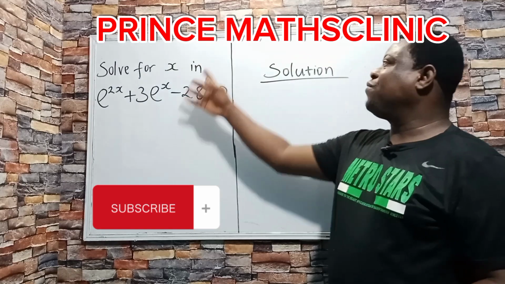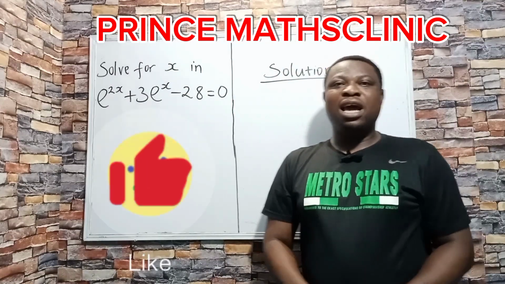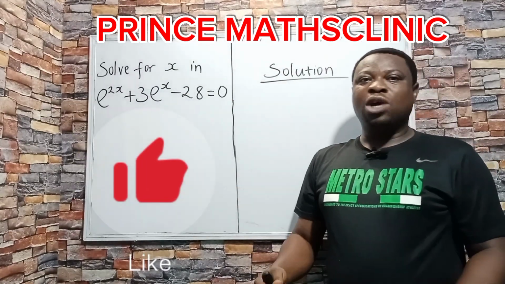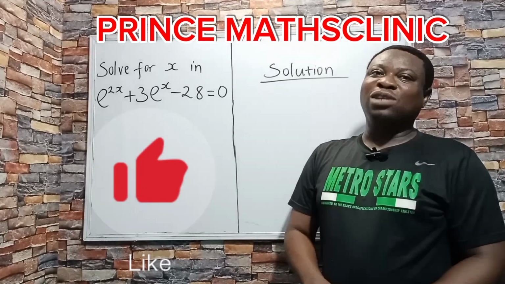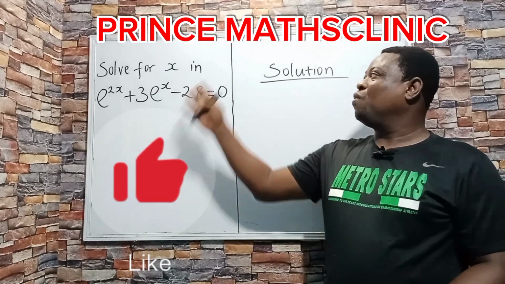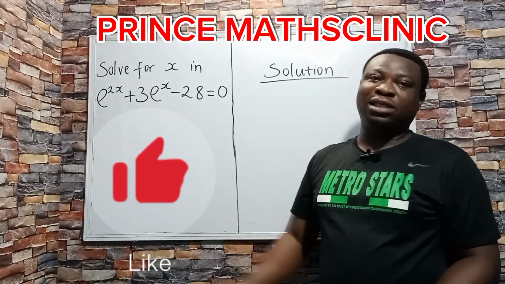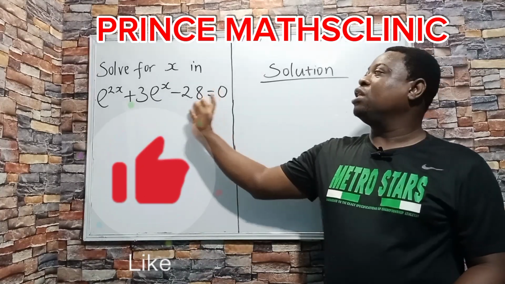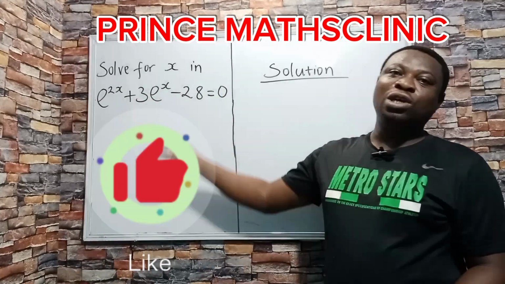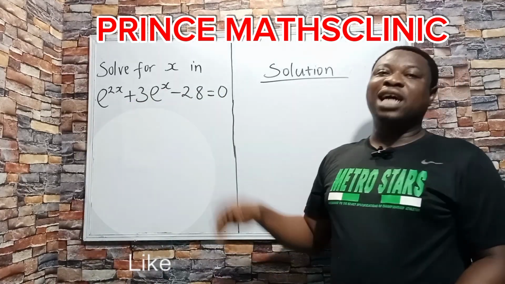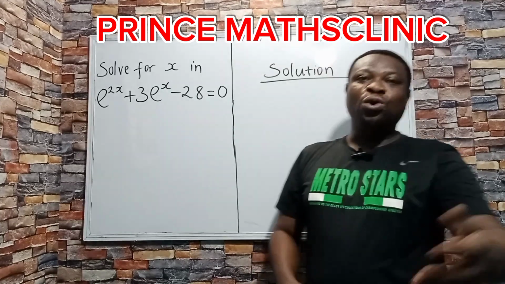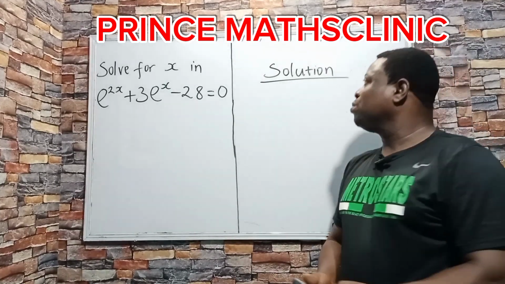Today we have this very interesting exponential equation to solve. We are asked to find the value for x that will make this equation balance, that is, what we have on the left hand side to be equal to 0 on the right hand side. So let's go right into the solution.